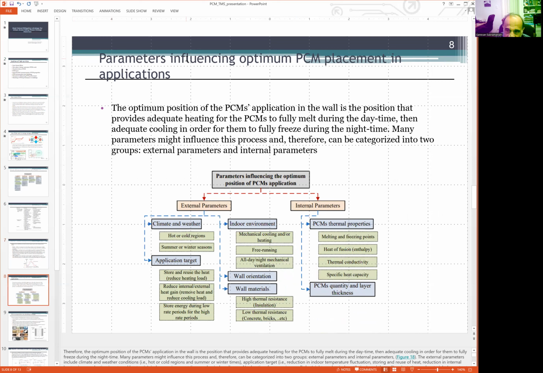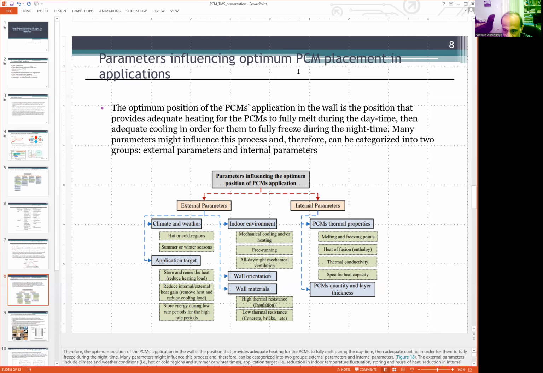Now, what are the parameters influencing the optimum PCM placement in applications? This is very crucial in really picking the right PCM as well. So there is the optimum position, the position that provides adequate heating for the PCM to fully melt during the daytime, then adequate cooling in order for them to fully freeze during the nighttime.